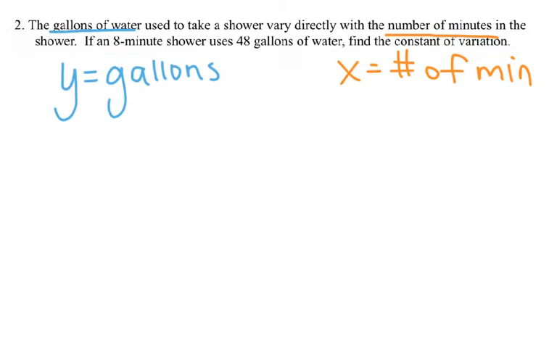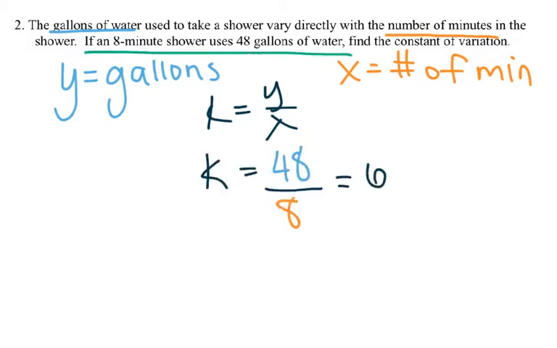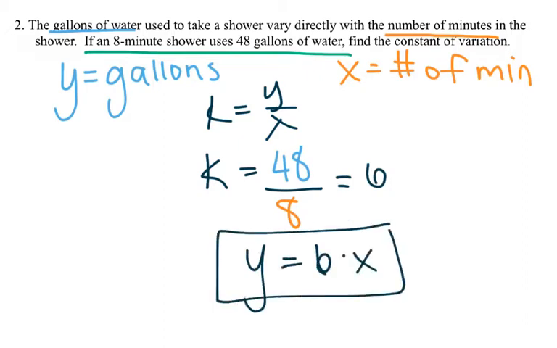Okay, so two things being compared, gallons of water, number of minutes. Y is the first thing I see, so that's my gallons of water. X is my number of minutes. So now I'm going to use this equation, and I'm going to use the next part of the sentence, and I'm going to find the constant of variation. So I get 6. And I'm just going to go ahead and write the direct variation equation because I want you to get comfortable doing that.